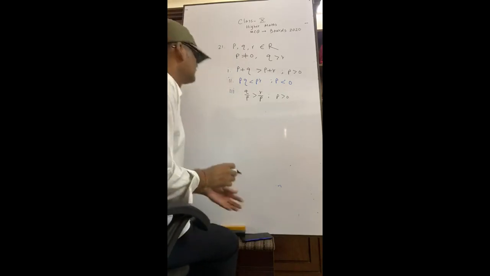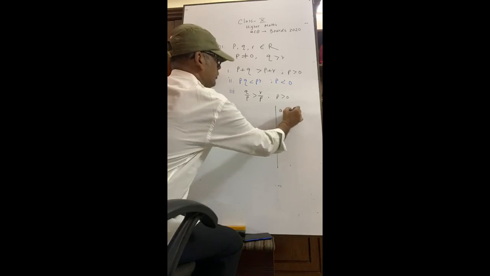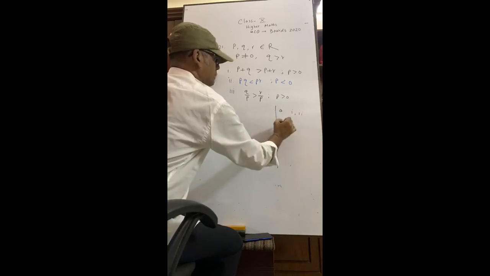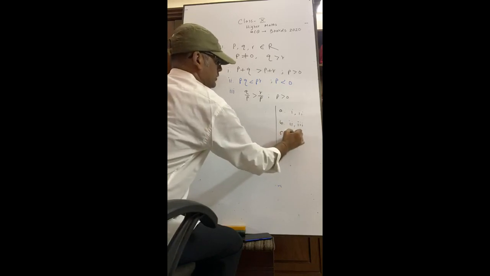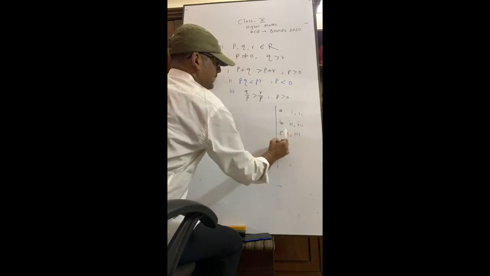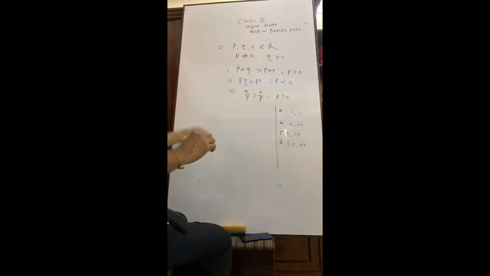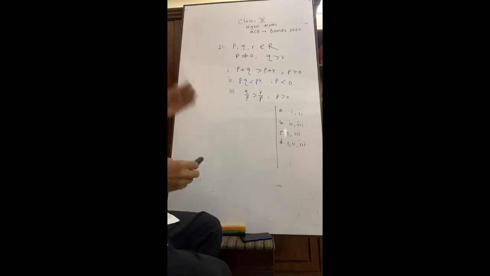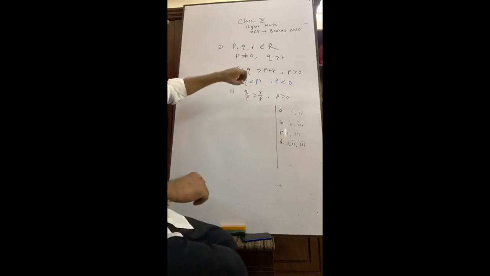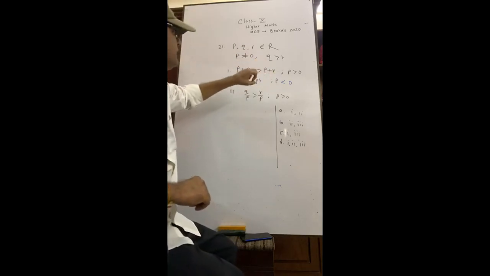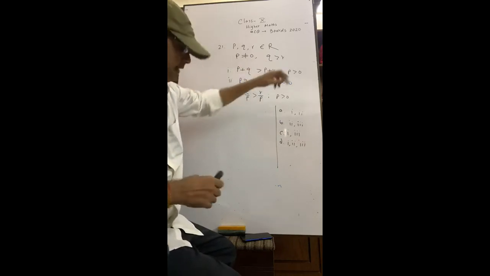What will be your answer? Number A, 1 and 2, B, 2 and 3, C, 1 and 3, and D, 1, 2, and 3. Can you tell me what will be your answer? You see that here Q is greater than R, okay? Just Q is greater than R.